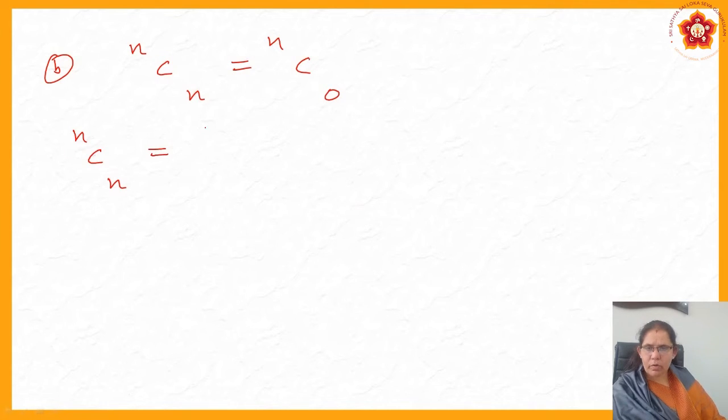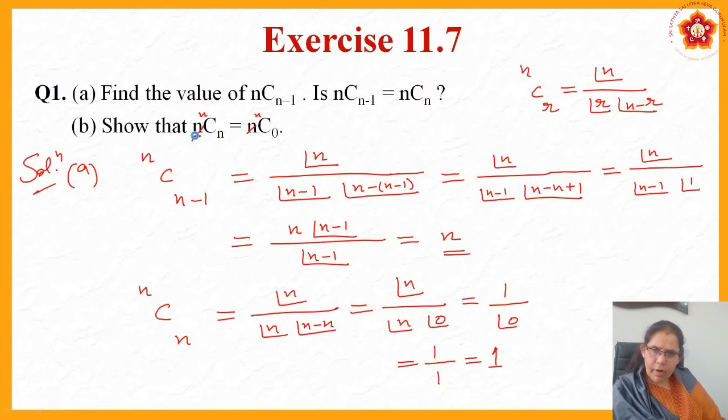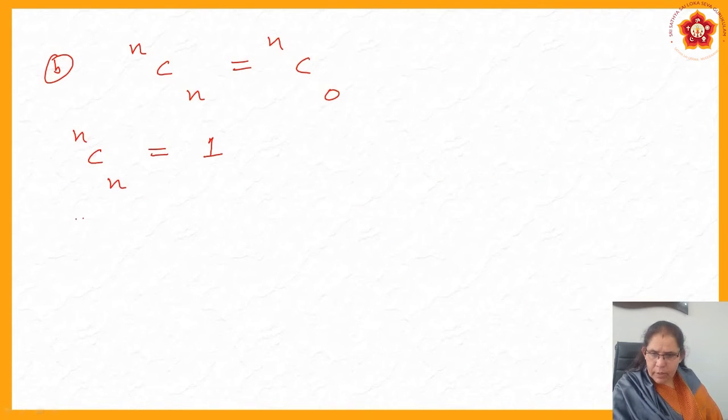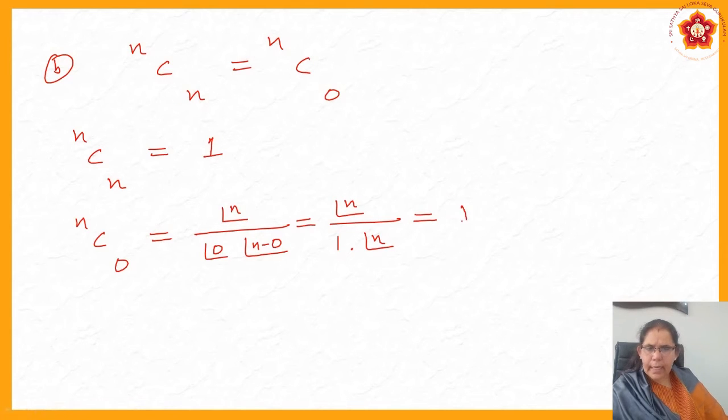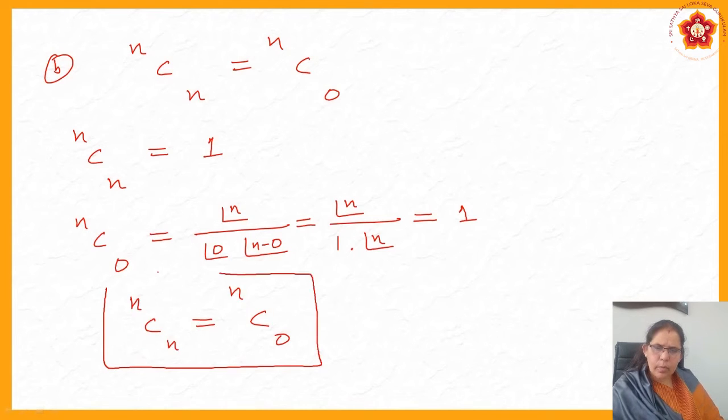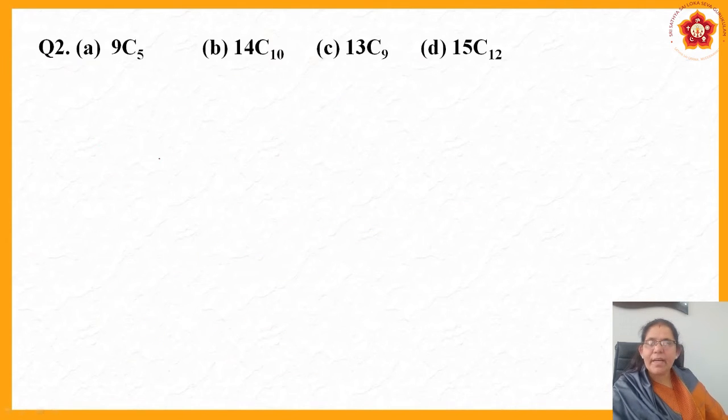So let's try to solve it. nCn we have already found. The value we found in the last question is 1. Now what about nC0? It is factorial n upon factorial 0 into factorial n minus 0. It will be factorial n. The value of factorial 0 is 1. And here we have factorial n. This gets cancelled, factorial n and factorial n, we are left with 1. So thus we see that nCn is equal to nC0. Hence verified.